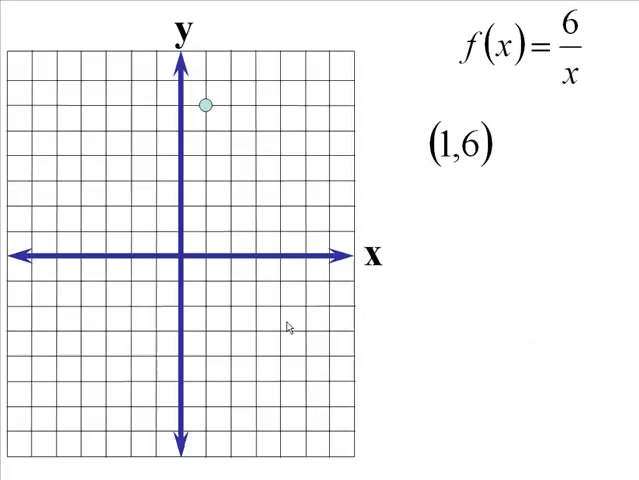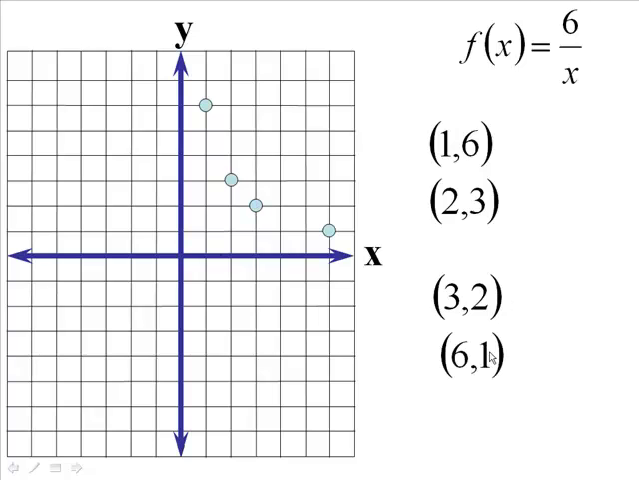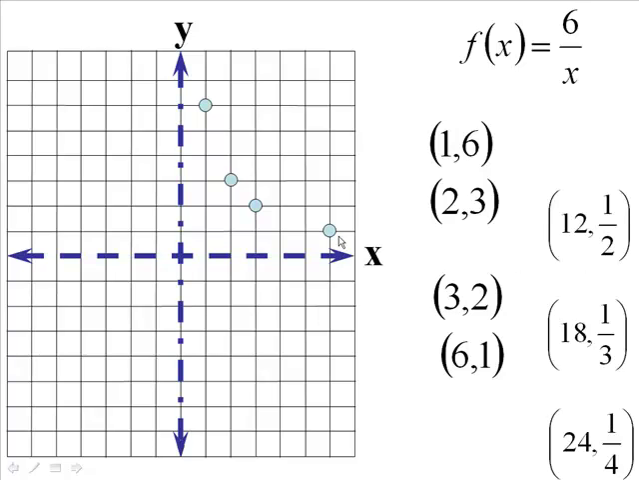Okay, so let's graph these points. There's the point 1, 6. There's 2 to the right and up 3. The next one's going to be 3 to the right and up 2, isn't it? And then we can go to 6 to the right and up 1. And then I can go out here to 12 and only go up 1/2. Go out here to 18, go up 1/3. Go out here to 24 and only go up 1/4.